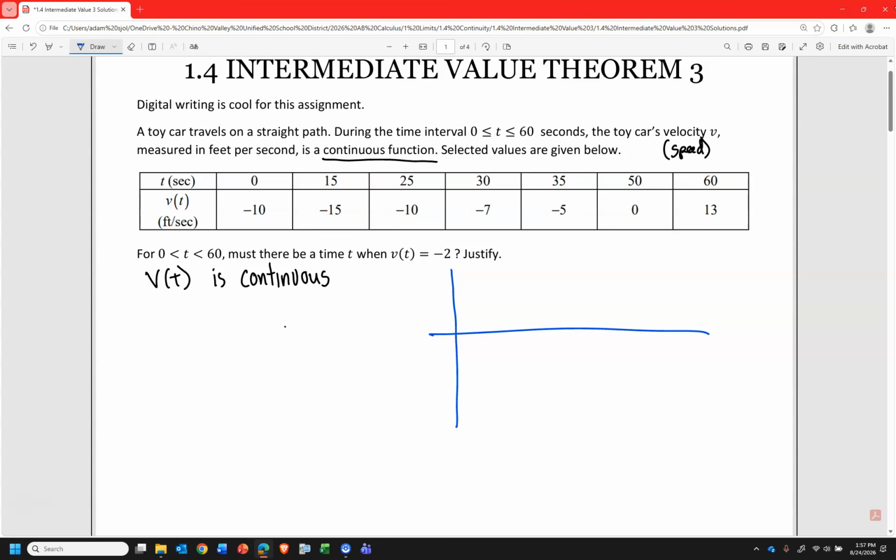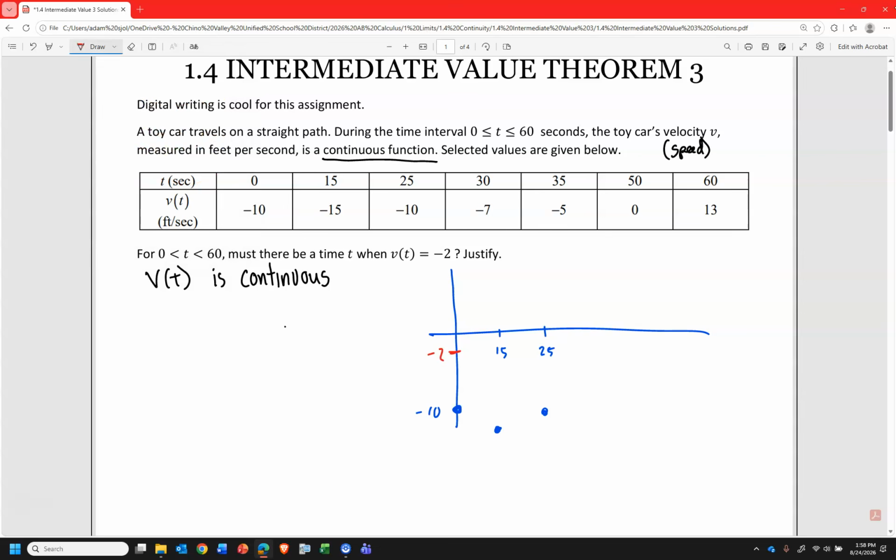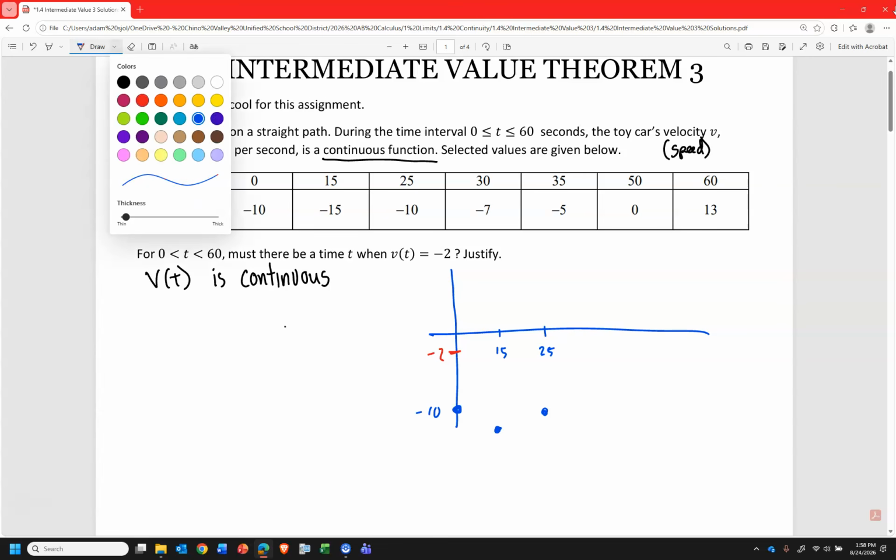Okay, so at 0, the velocity is negative 10. At 15, the velocity is negative 15, so lower. Doesn't matter where that is. At 25, the velocity is back to negative 10 again. And we want to know if the velocity is ever equal to negative 2. And kind of like the elevator thing in class, so far, the velocity graph could have crossed negative 2, but we haven't seen one velocity more than negative 2 and another velocity less than negative 2. So I guess that's what I'm on the lookout for as I'm plotting these data points, right?